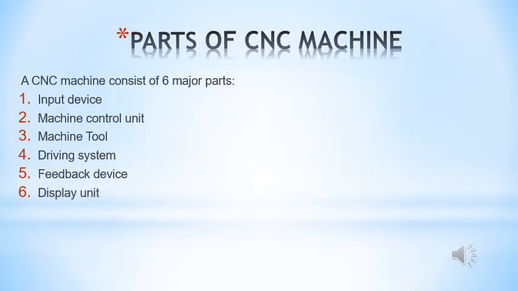Now we can go through the parts of a CNC machine. A CNC machine consists of six major parts: the input device, machine control unit, machine tool, driving system, feedback device, and display unit, which I have given earlier in the presentation. As in the block diagram, we can see that you can find these six major parts in the block diagram given earlier.